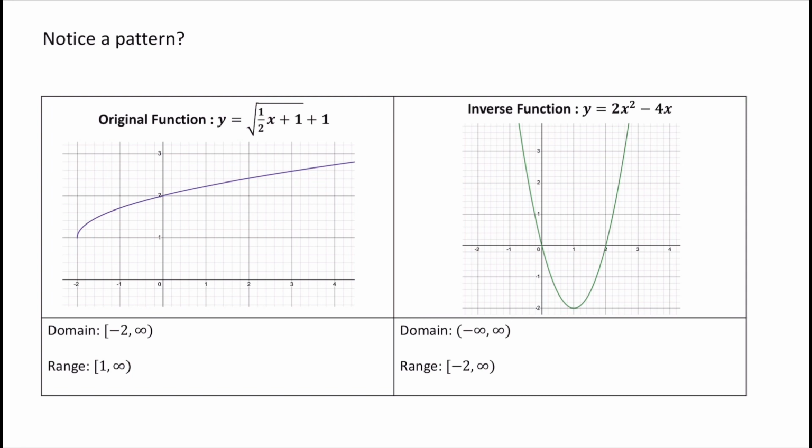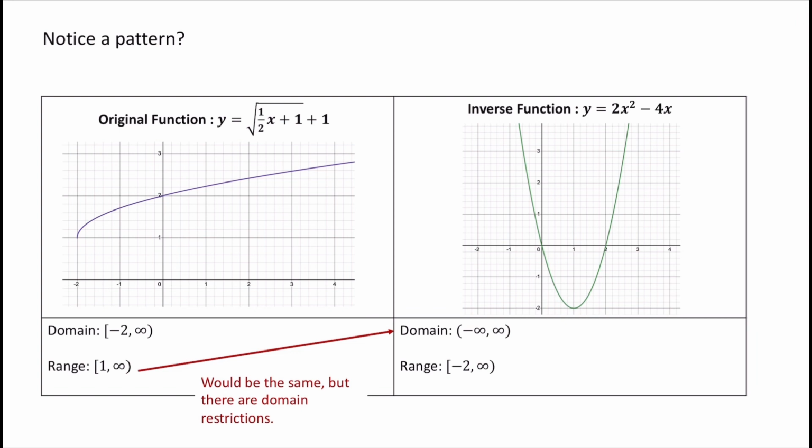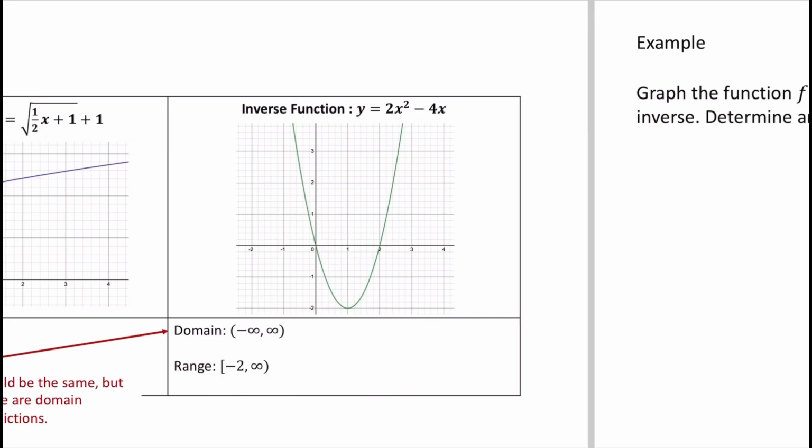So notice the pattern. The original function had a domain from -2 to infinity and a range from 1 to infinity. The inverse had a domain from -infinity to infinity and a range from -2 to infinity. So what happens is that the domain of the original function becomes the range of the inverse, right? It makes sense because we swap x and y. The range of the original would be the domain of the inverse, but the difference is the original has some restrictions, right? Since it's a square root function, it's only including half of the values in the range, but the domain of the inverse actually includes all of the values because it is a quadratic function.